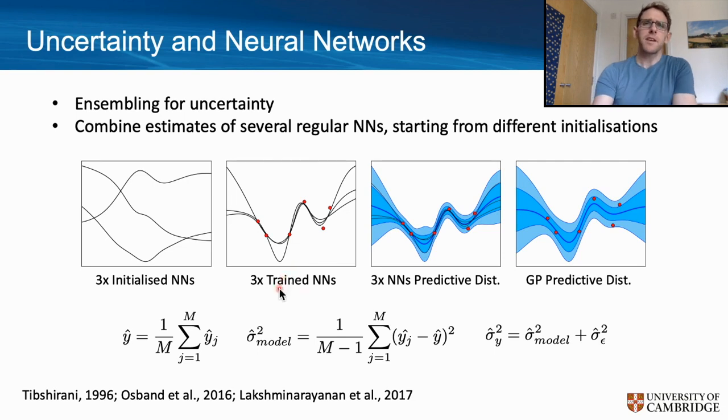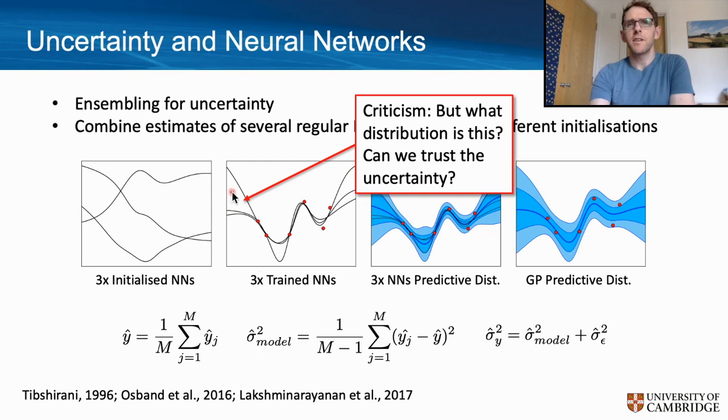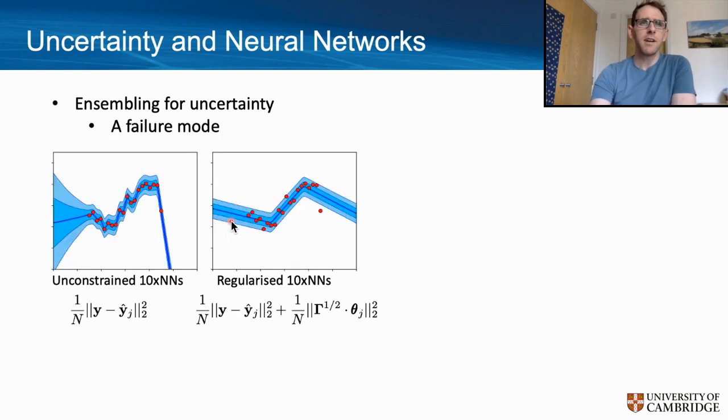But there's one big criticism of these uncertainty estimates, which is that I've motivated these quite heuristically, but the question is, what is the variance of these ensemble members? Are we guaranteed that it's going to be something useful? I'll show you now a situation where this does fail to do what we might want.